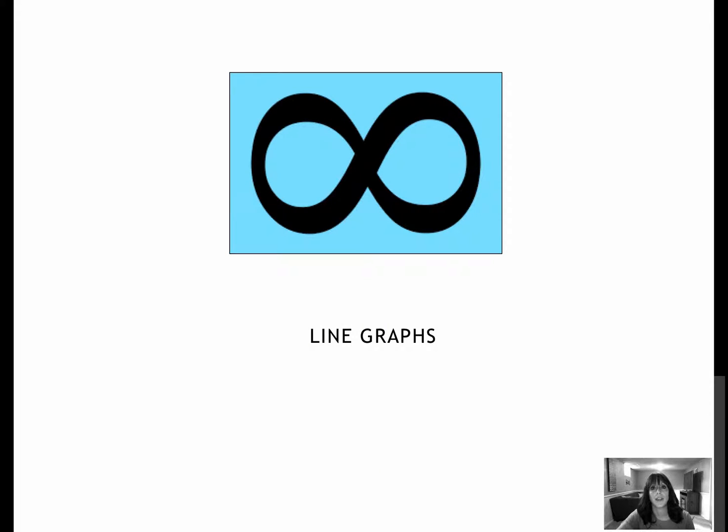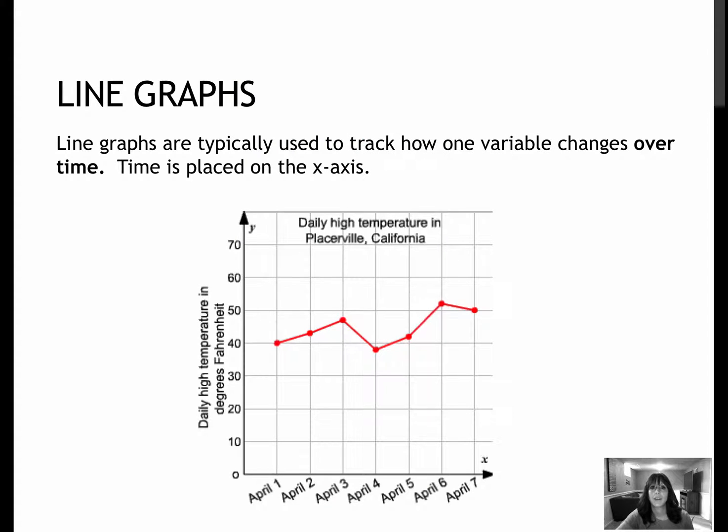This lesson is on line graphs. And line graphs typically will track the change of something over time. So time is always going to be on the x-axis, or the bottom axis, or horizontal axis, however you would like to remember it. But notice in this line graph, I have April 1st, April 2nd, etc. So each of these lines on the bottom represents a day in April.